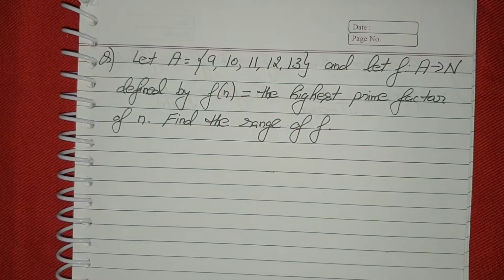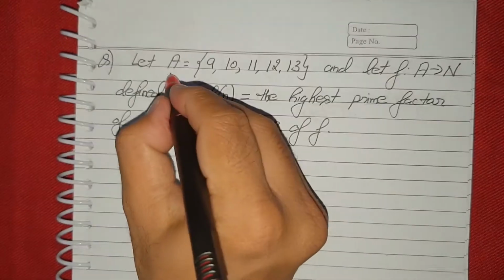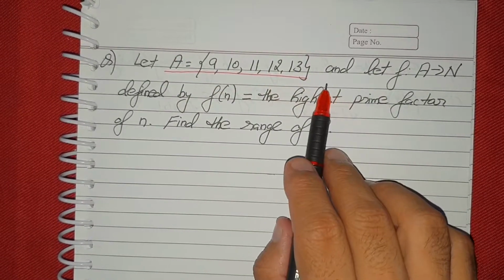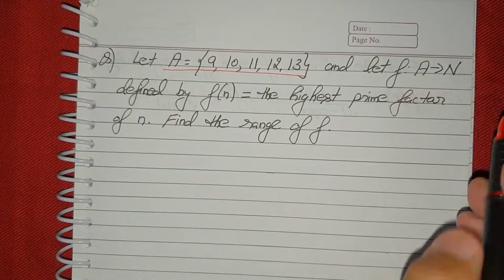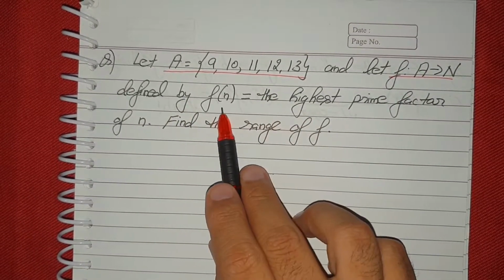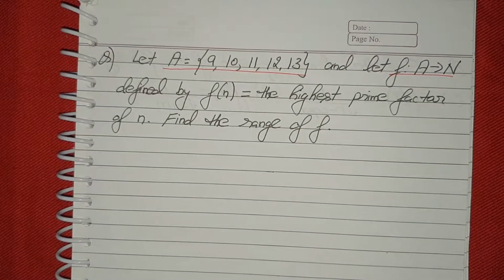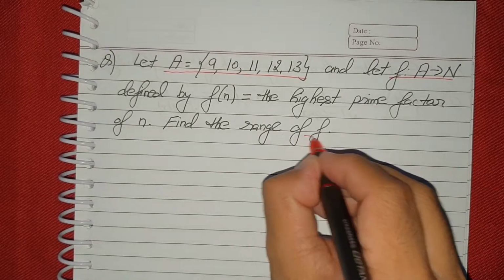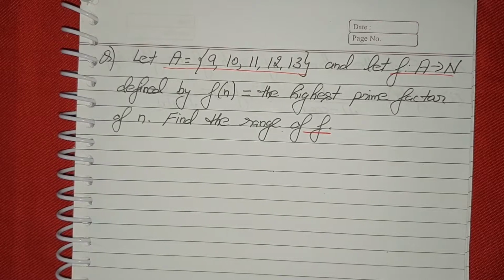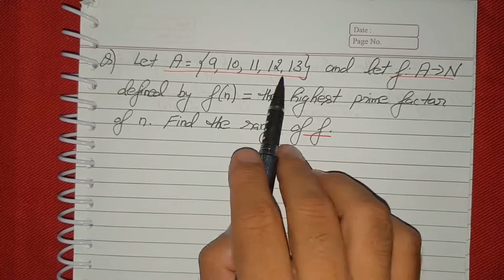Now, here A is 9, 10, 11, 12, 13. So this is set A. Let f be a function from A to N defined by f(n) equals the highest prime factor of n. Find the range of the function f. Now A is 9, 10, 11, 12, 13, and f is a function from A to N. This is given to you.